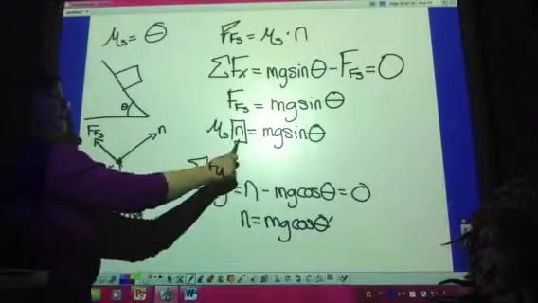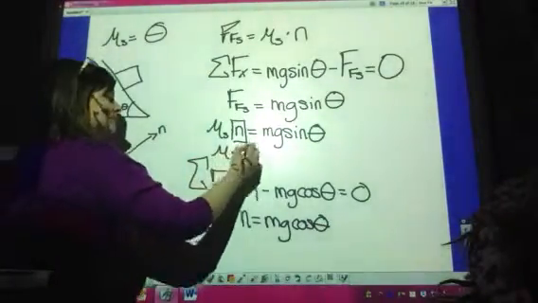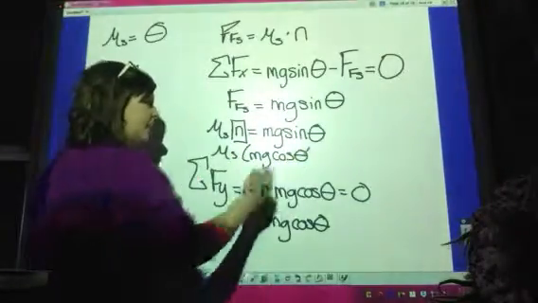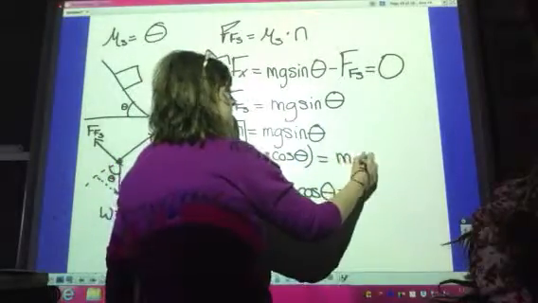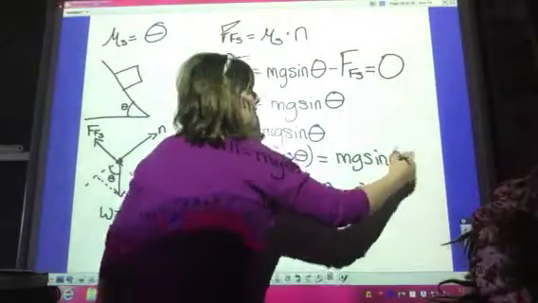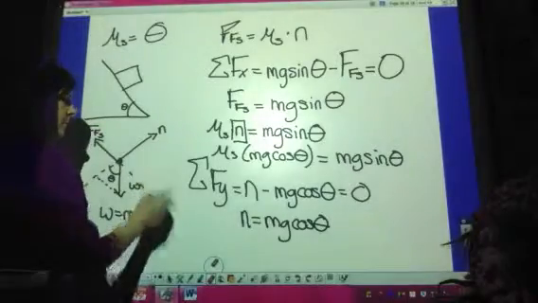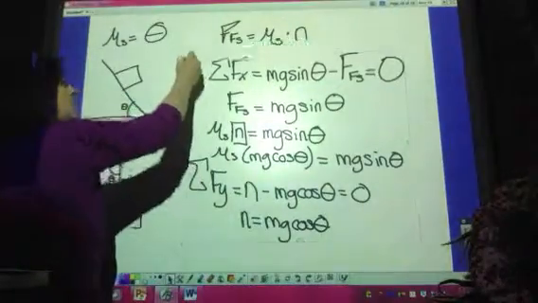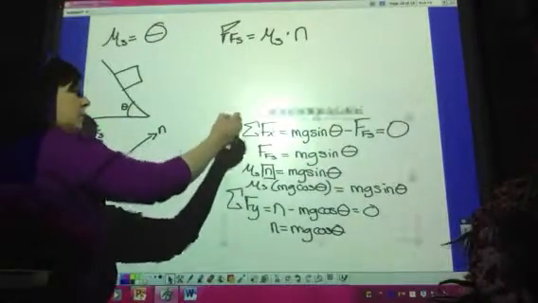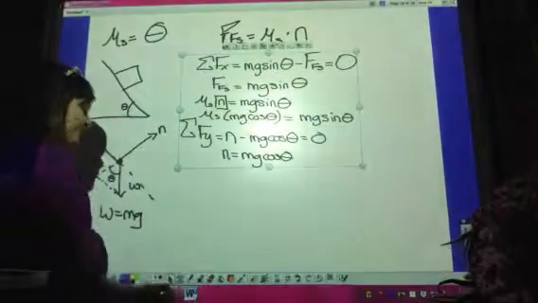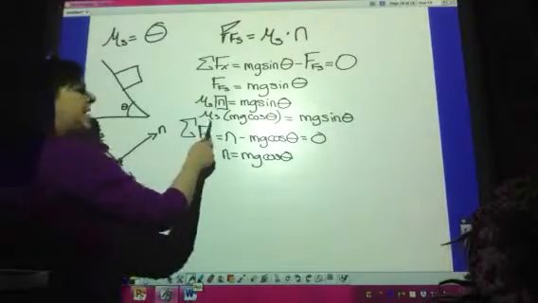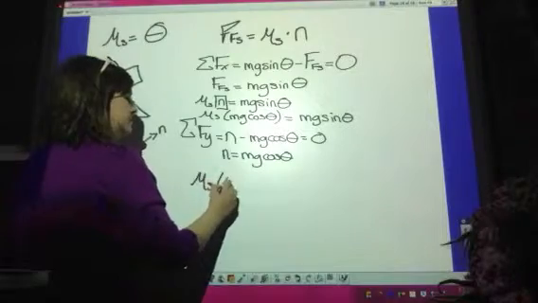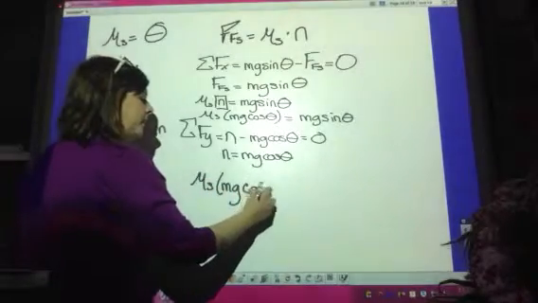I want to plug that in then right here. Mu s times mg cosine theta equals mg sine theta. So mu s times mg cosine theta equals mg sine theta. Guys, let me just rewrite that because I don't like that it's just kind of there in the middle.